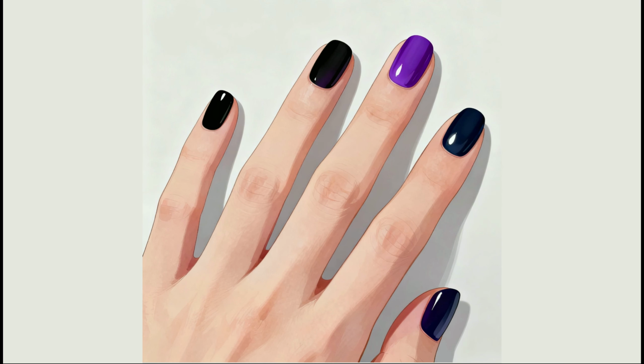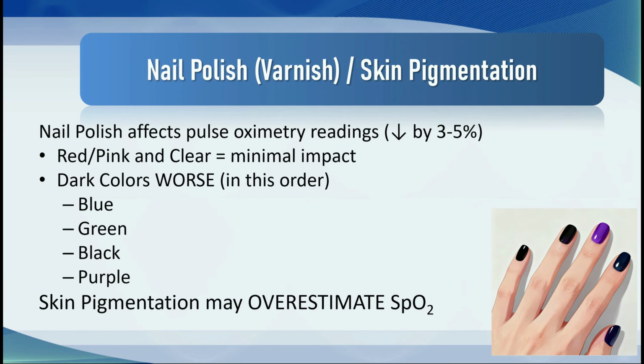Nail polish affects pulse oximetry readings and reduces it by 3 to 5%. For red, pink, or clear nail varnish, there is really minimal impact, and you'd never ask those patients to take the varnish off. But dark colors are worse in this order. The worst is blue, followed by green, black, and purple. Skin pigmentation results in overestimation of the saturation versus patients who have pale or fair skin.